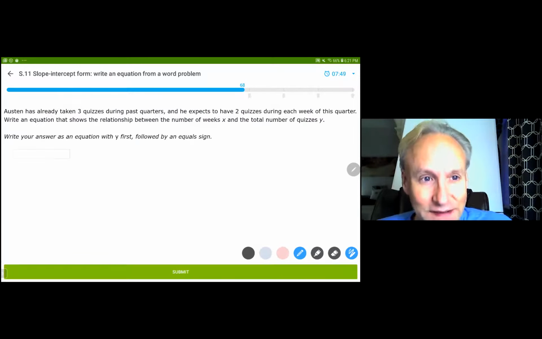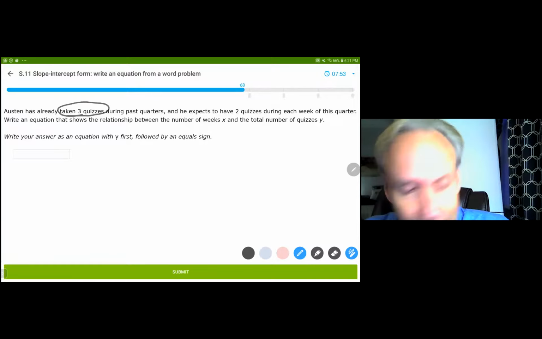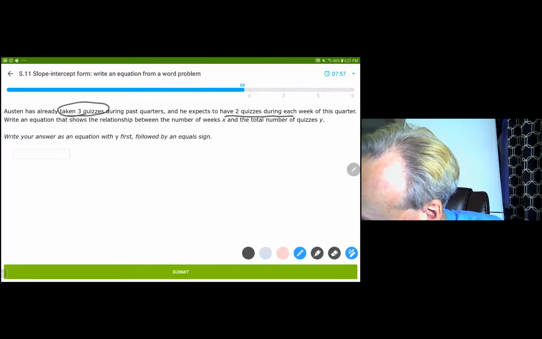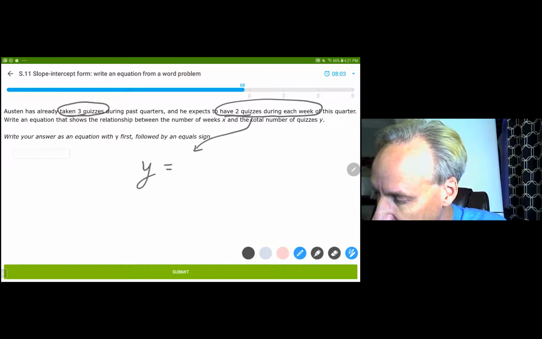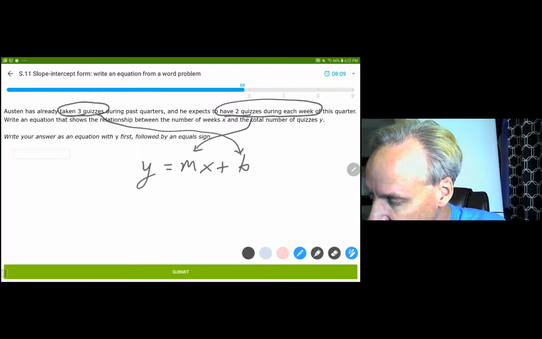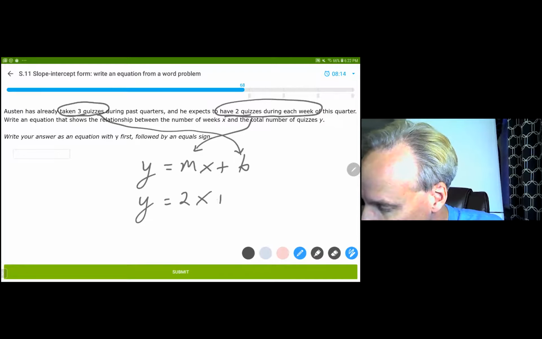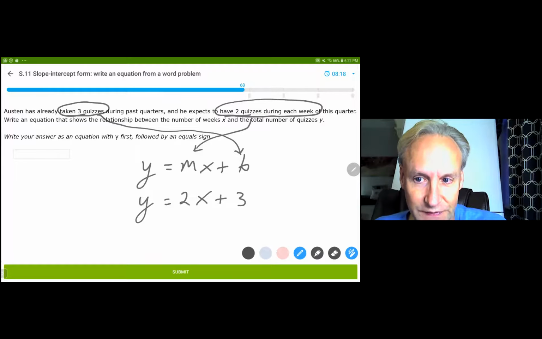I like this section. It's really good. All right, already taken 3 quizzes. There's your y-intercept. And he expects to take 2 quizzes during each week. That's his rate. So we've got y equals, here's the rate, that's the m. All right, mx plus b, why not? And b is the number that he starts with. So y is equal to 2x plus 3, of course. And y is going to represent the number of quizzes that he's finished.